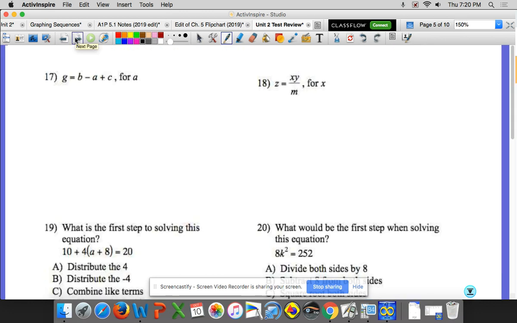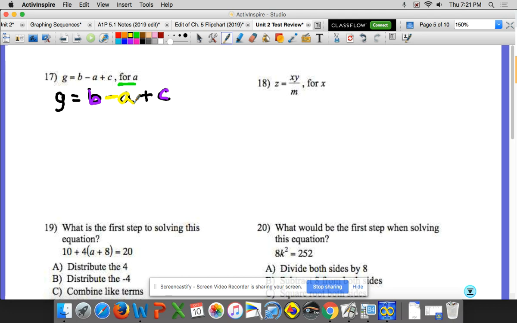So now let's move on to number 17. With 17, we have G equals B minus A plus C. With this one, it's a little bit different because we're still solving for A, but usually what we've been doing is moving the C and moving the B in order to get A by itself. However, this time, it's not just A, but it's negative A.